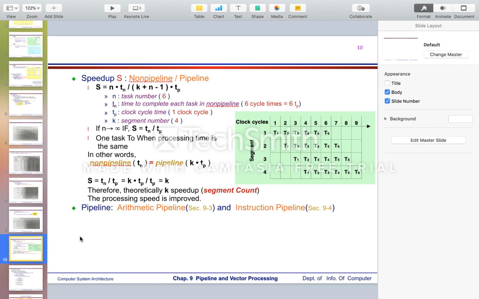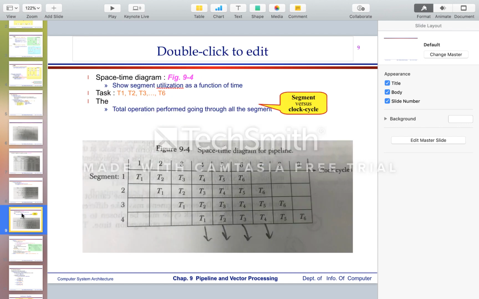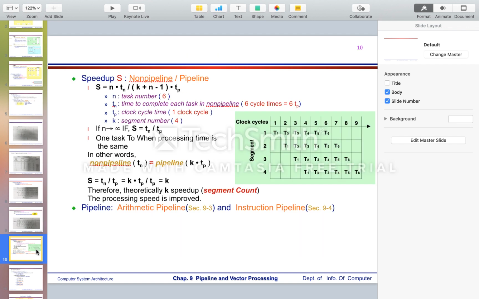If we take the previous example, how many clock cycles are required? 9 clock cycles. How many segments do we have? We have 4 segments, so k is 4. What is n? n is 6. So 4 plus 6 minus 1, which is 9 clock cycles, are required for the pipelining-based system. Now what about non-pipelining?